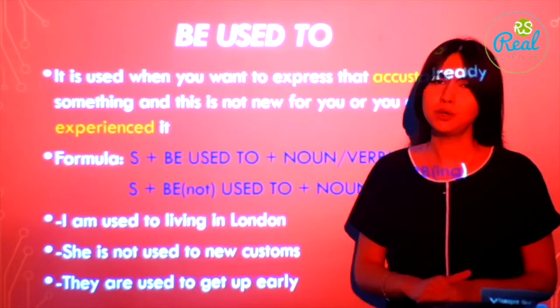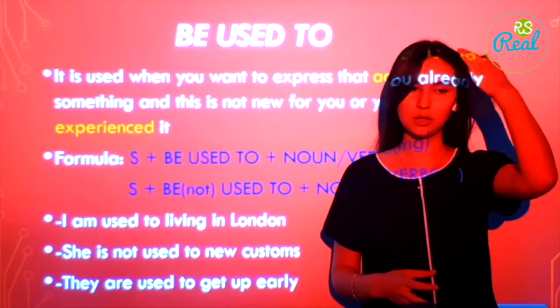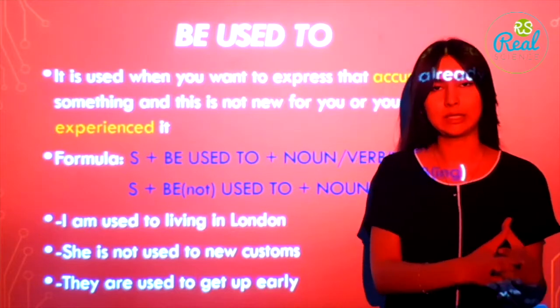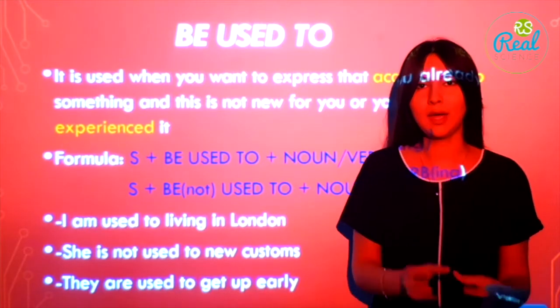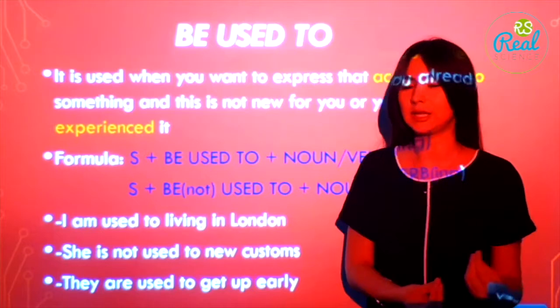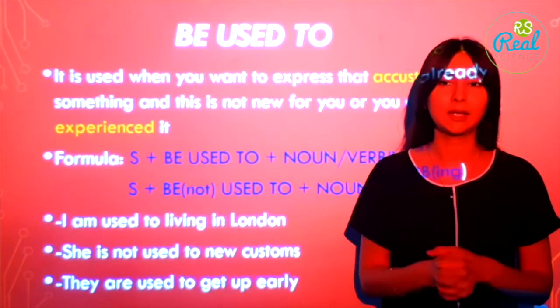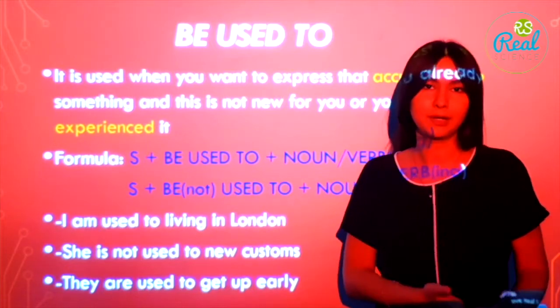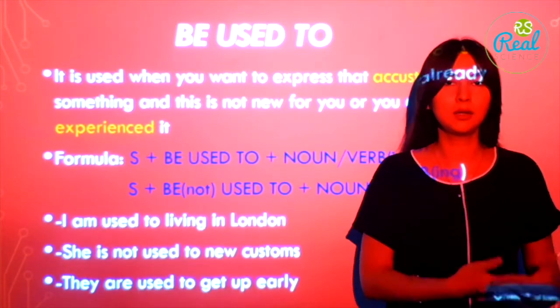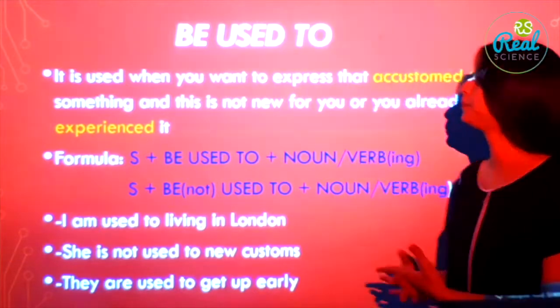So when you use be used to, guys, this means that you are already accustomed to this thing, and this is not new for you, and you already experienced this thing. In that case, you can use be used to. Accustomed to means привыкнуть, привыкать. То есть вы уже давно привыкли к чему-либо, okay?